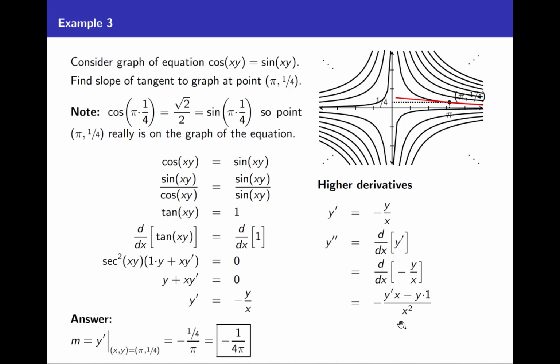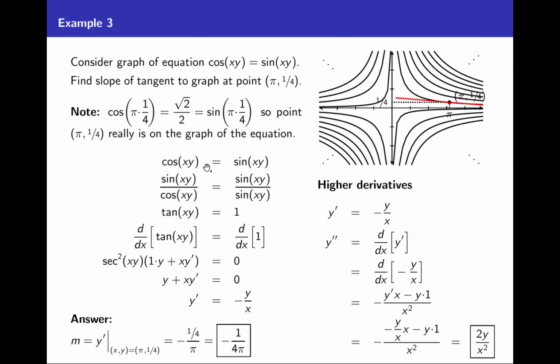And you could look at that as an answer, but you can do better because remember, you know what y prime is. It's negative y over x. So you can replace this derivative y prime with what it equals, negative y over x, and then simplifying that, the x's cancel, you get minus y over x squared, all times minus 1, and that's 2y over x squared. So that's our second derivative, and you can see how you could continue this process to get the higher derivatives.